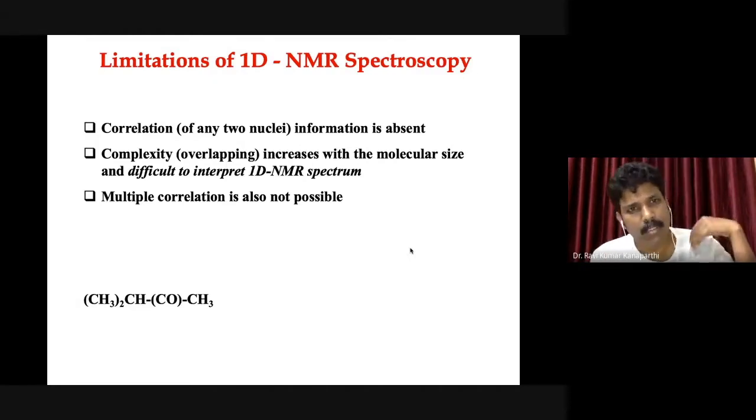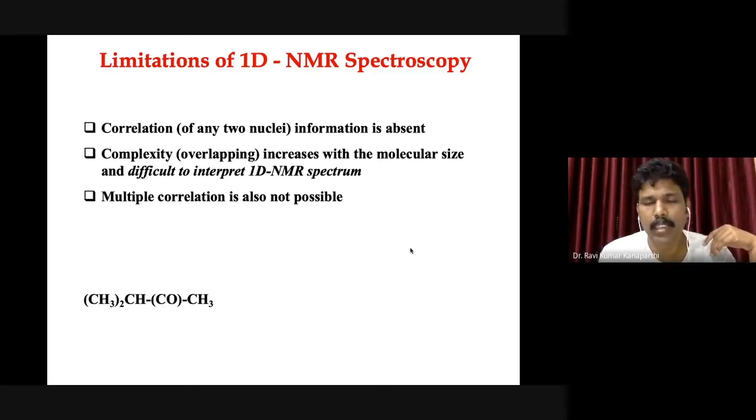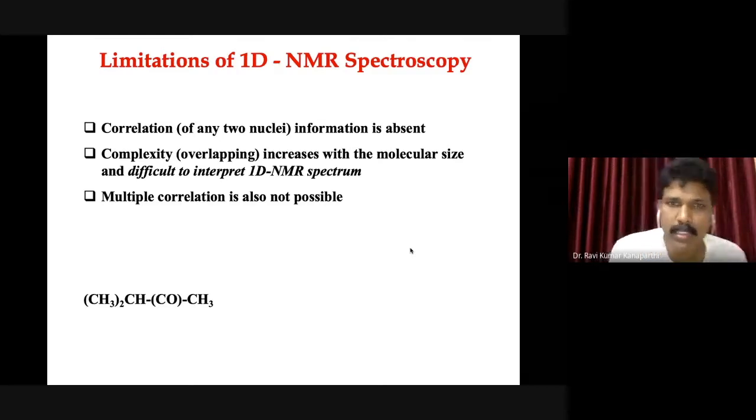But even though it has two dimensions, we still call it one dimension because it has only one chemical shift value. I mean, the x-axis only has the chemical shift, that is the frequency scale, and the y-axis is the intensity. Since there is only one frequency scale, whatever we have learned so far is said to be one-dimensional NMR spectroscopy.